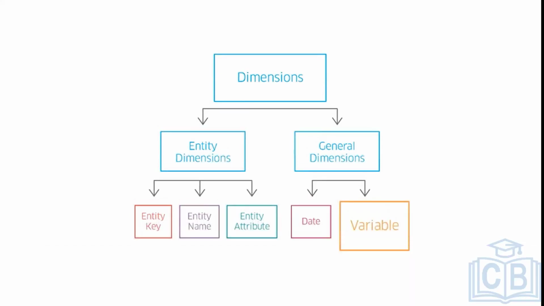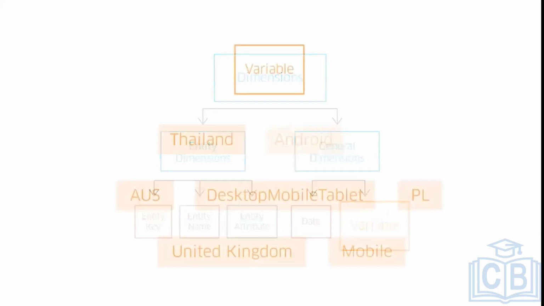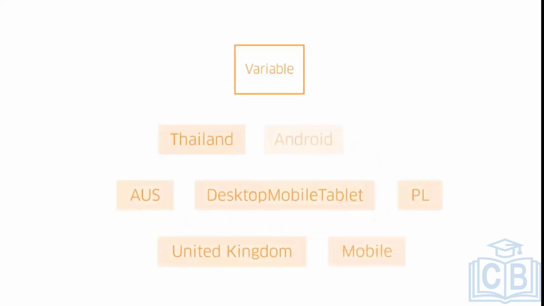And then we have variable dimensions. What are variable dimensions? Variable dimensions are basically dimensions which attribute to the entire workspace and not to a specific entity.